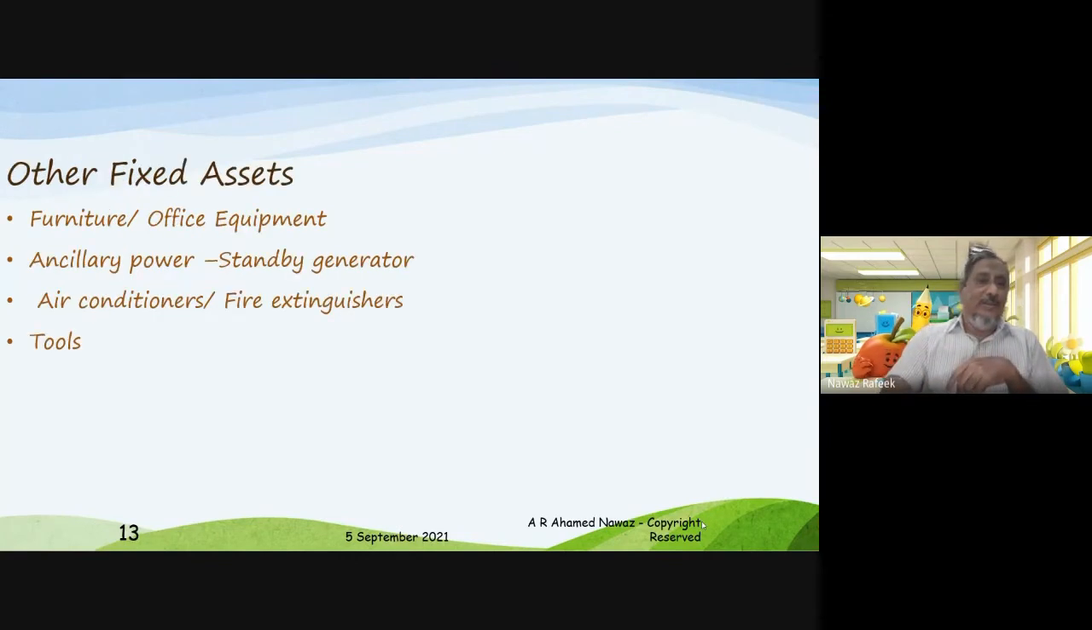Okay. Right. What are the other fixed assets? Furniture and office equipment. Normally once in 5 years.